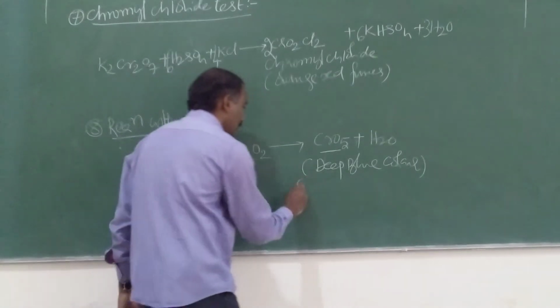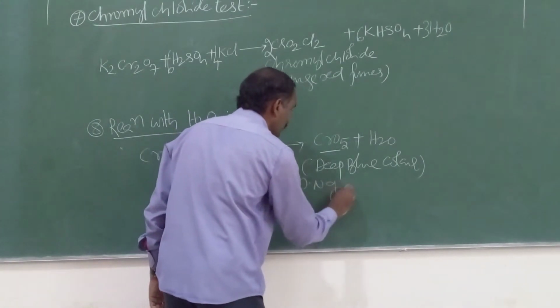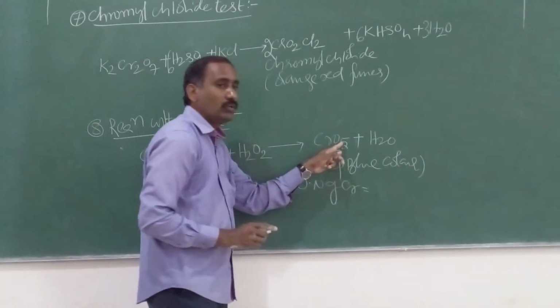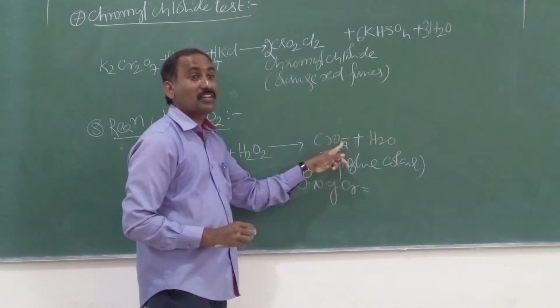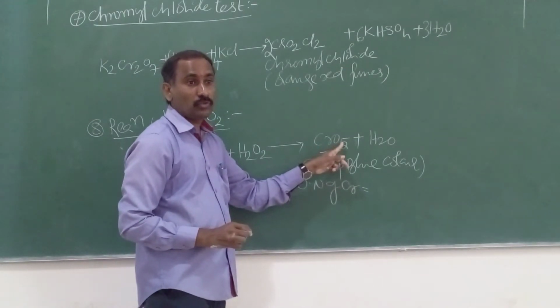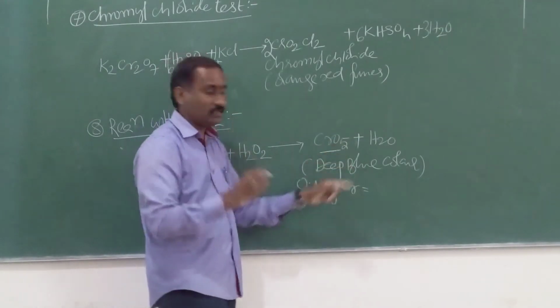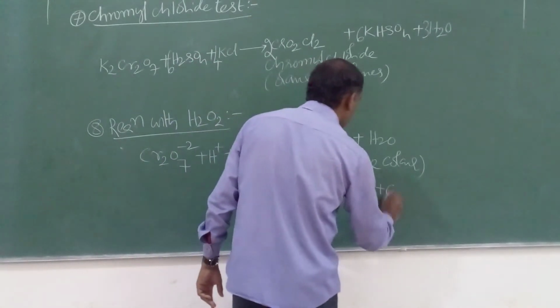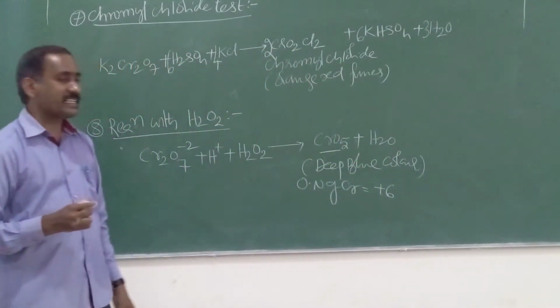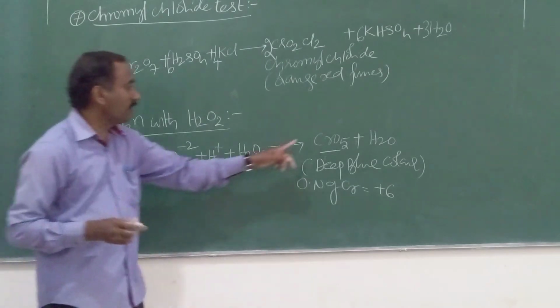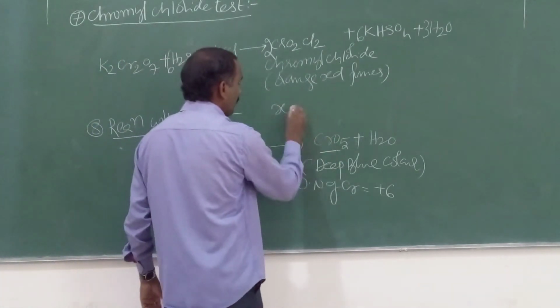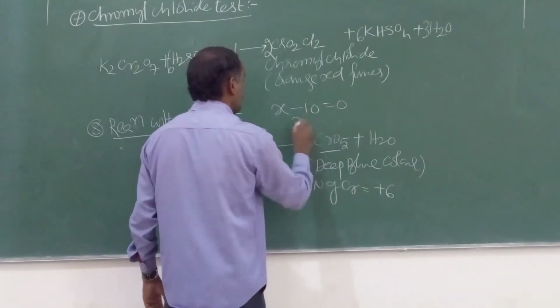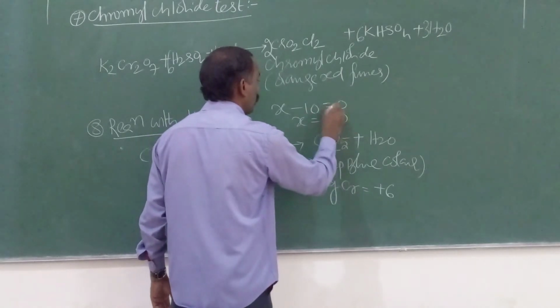Here, the oxidation number of chromium we studied in first year. Here you cannot tell directly, because a peroxy linkage is there. So in CrO5, the oxidation number of chromium is +6. Some students write: X plus each oxygen -2, so X minus 10 equals 0, X equals +10. We did it like this, which is wrong.